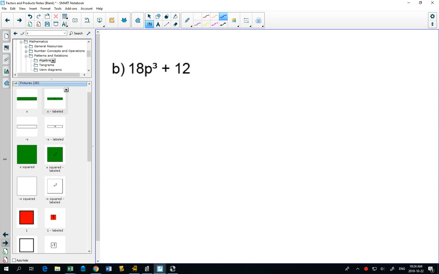Anything in common here? A 6. You might have seen that the 2 was in common first, right? But we're always looking for, is there a bigger number? Now, I'm going to say, yay if you saw the 6 first. 3p cubed plus 2. But what happens if you don't see the 6 first? Can you still do this?